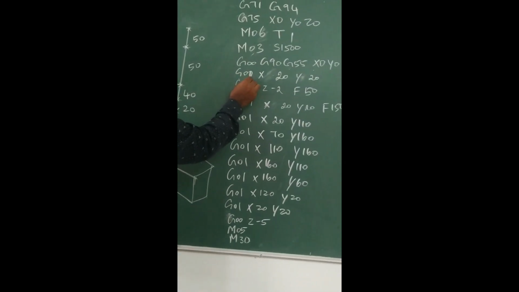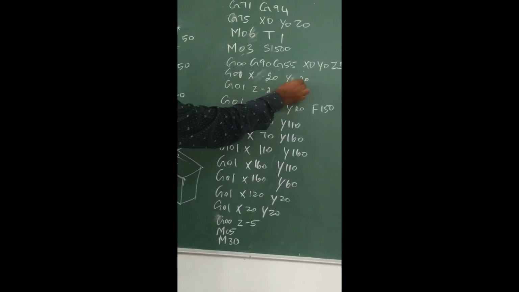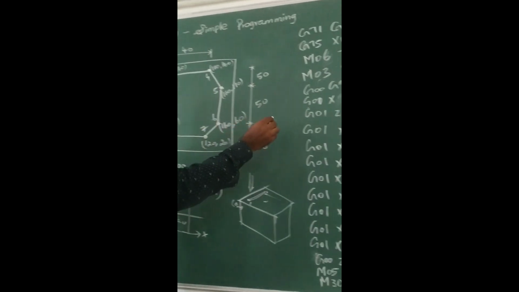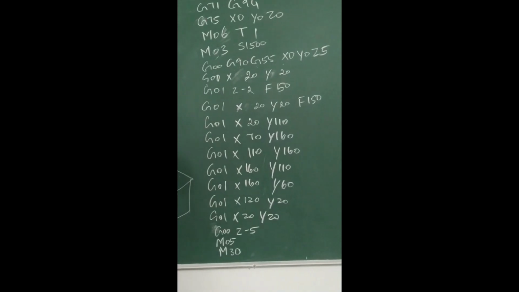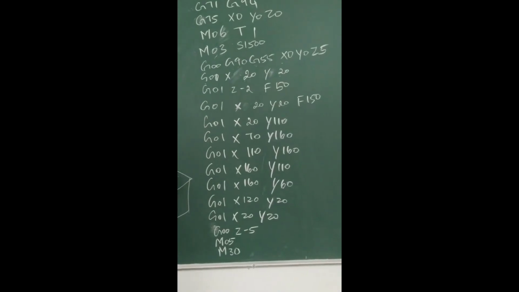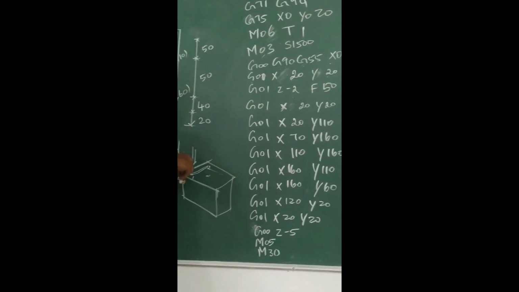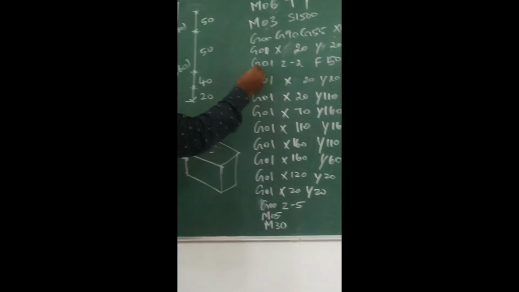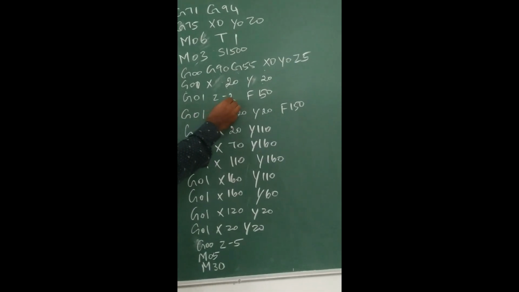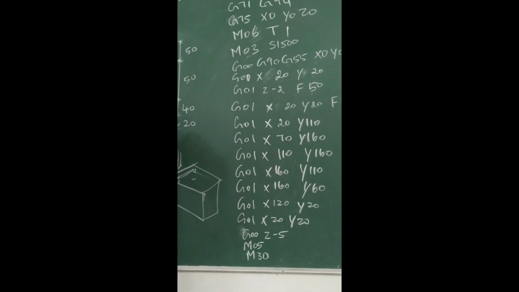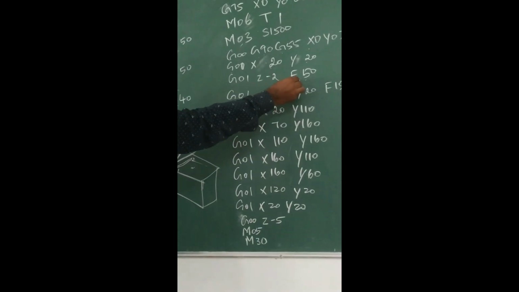So G00, X20, Y20. This value is available here, and we have to mention it. Next, the tool is here now, and I have to give a depth. I am going to select a depth of 2 mm. If this is 0, the depth will be indicated by a minus value. So G01, Z minus 2, F50. That is the speed. We have to insert the tool in a slow manner, that's why the speed will be very minimum.